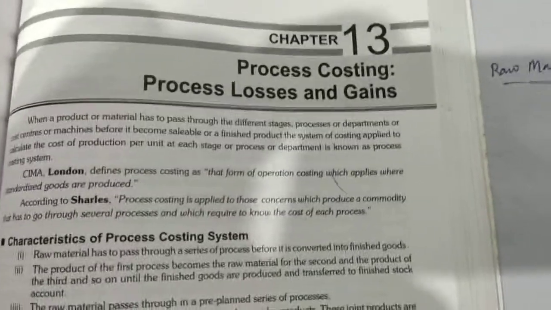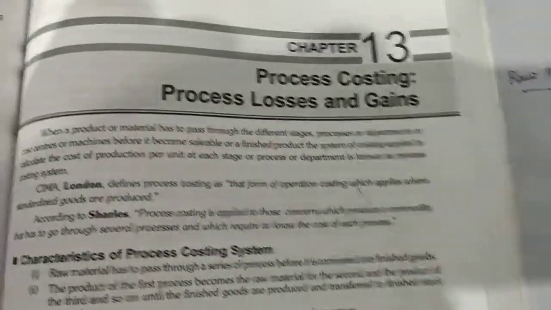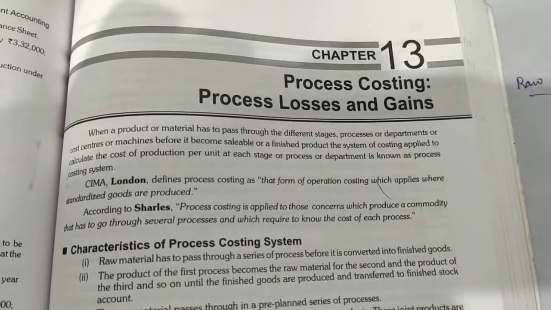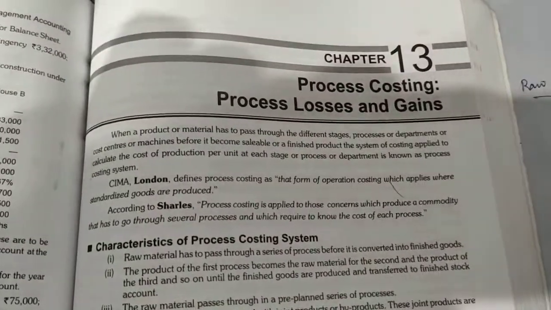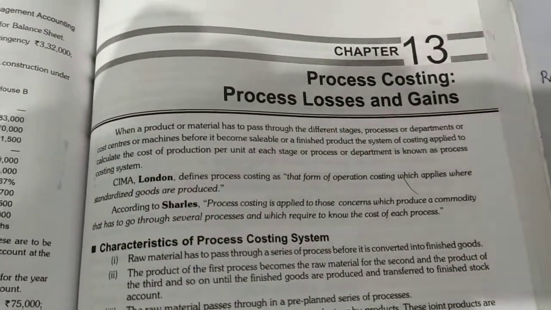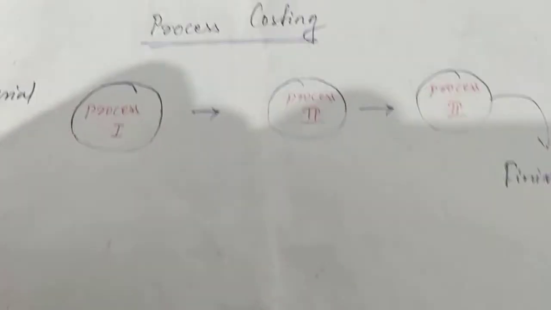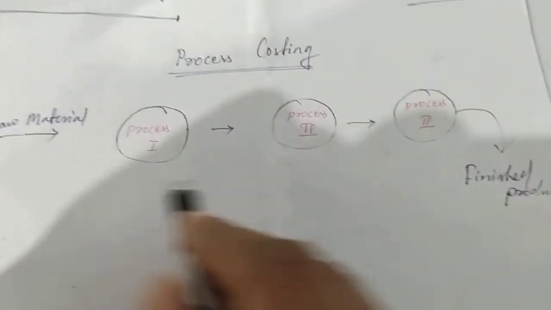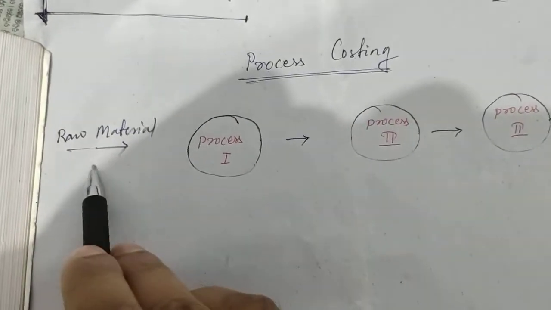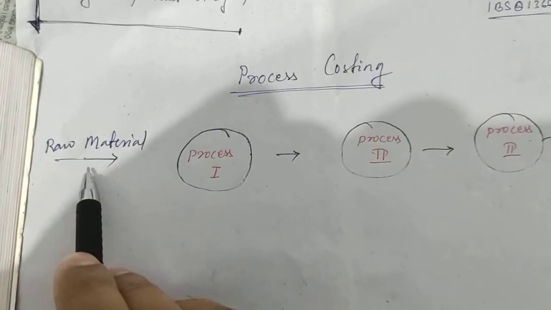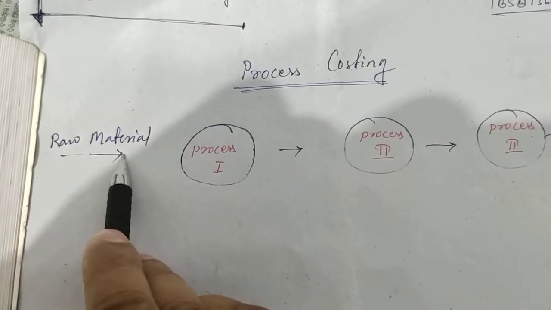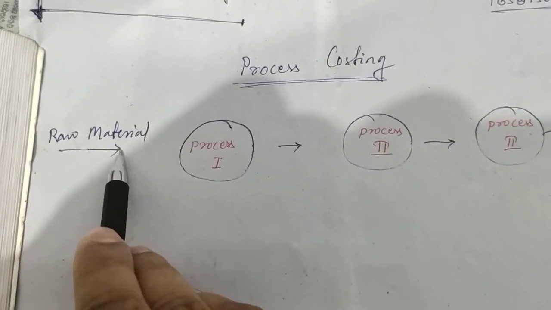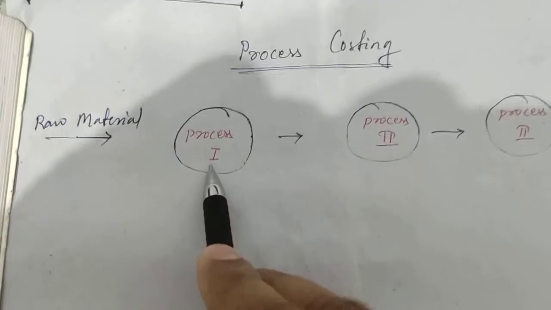When a manufacturer goes for production, he will produce a finished product by some different processes. It is not prepared directly with one activity. It passes through several processes like this. I have drawn one diagram. First, the manufacturer has to take the raw material, and that raw material should be entered into one process.